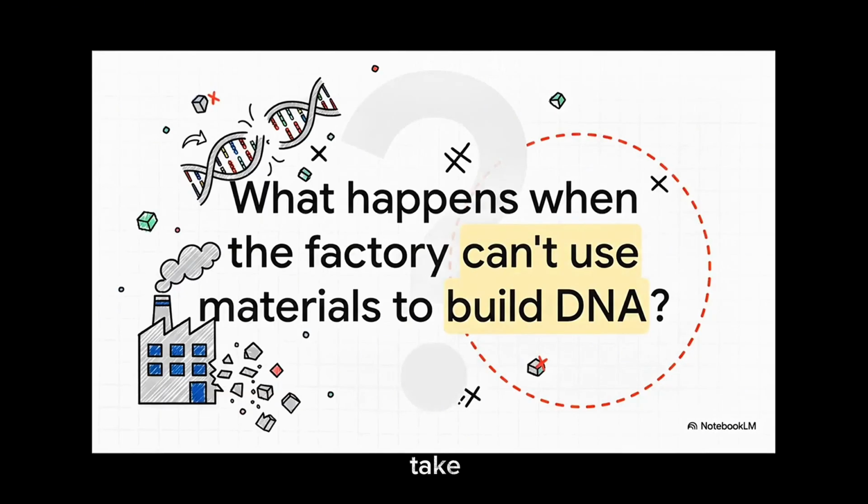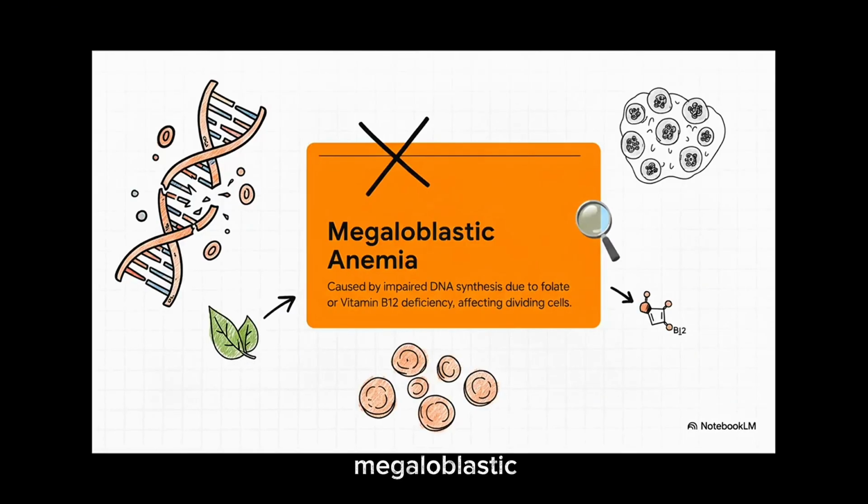Okay, let's take a slight turn here, but stay within this idea of a factory problem. We've talked about not having the raw materials to make hemoglobin, but what happens if the factory has all the materials, but it can't read the blueprints to make new cells? What happens when it can't build DNA? Well, that leads us to megaloblastic anemia.